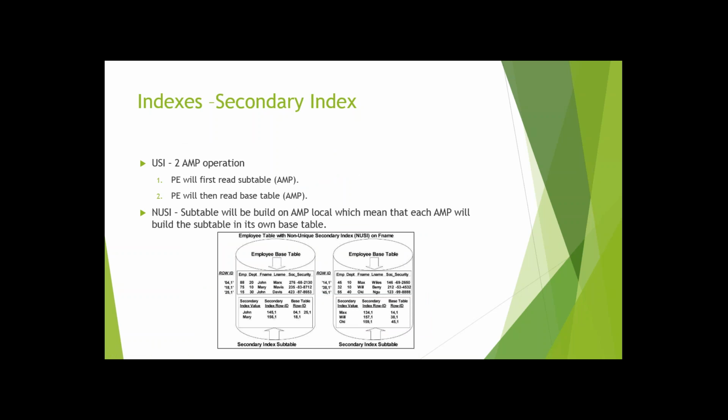USI is always a 2 AMP operation. The reason being, first the parsing engine has to read the subtable which consists of the secondary index value, secondary index row ID and the base table's row ID. Once it reads that subtable, it's going to know where the base table's rows are stored, in which AMP. Once it knows that, then it has to go read the base table.